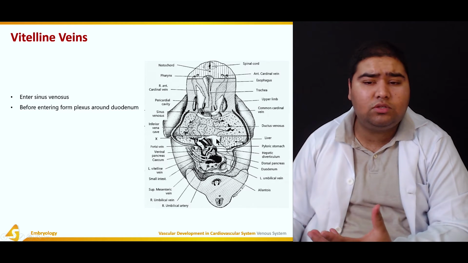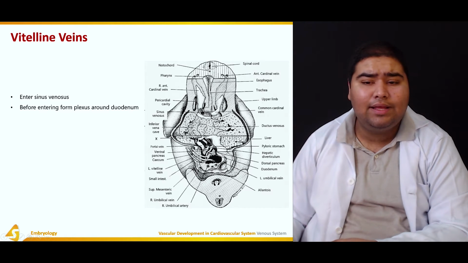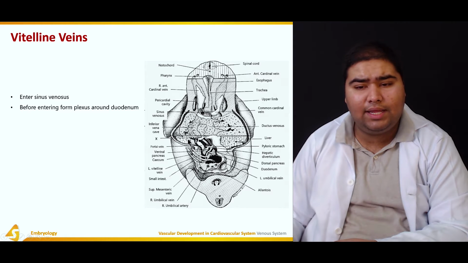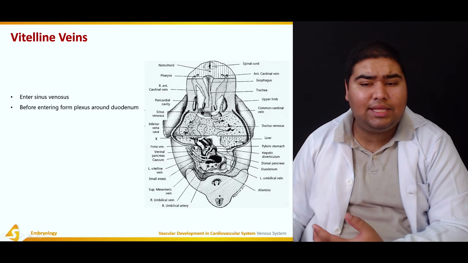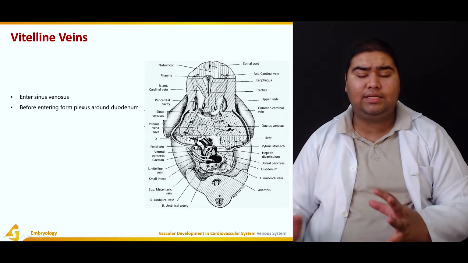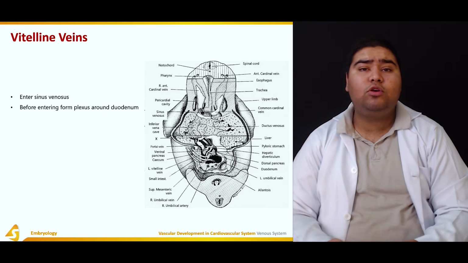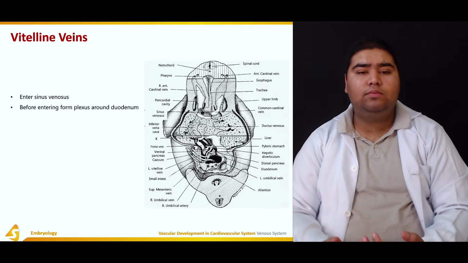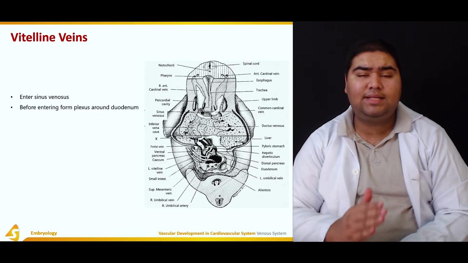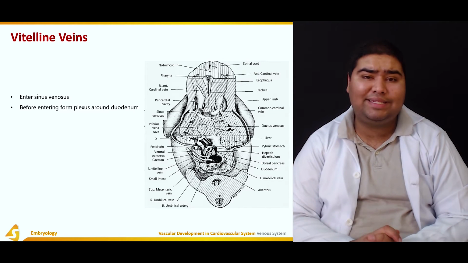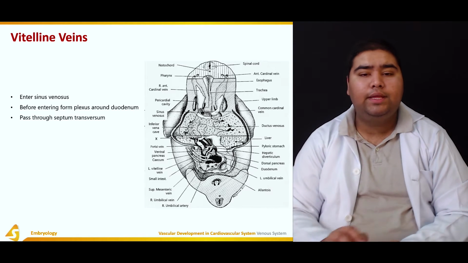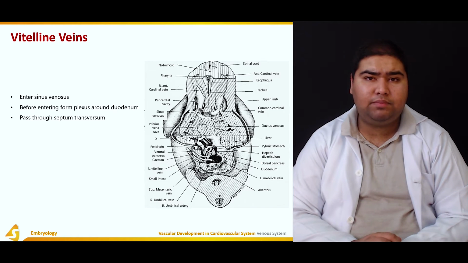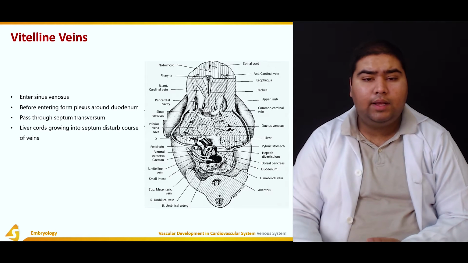The duodenum is not clearly shown here. This is the section of the liver, and here lies the duodenum. In the section of the duodenum, it forms a plexus. So you have to keep up with me to understand what is actually going on here. Before entering the sinus venosus, the left vitelline vein forms a plexus around the duodenum. Now it passes through the septum transversum.